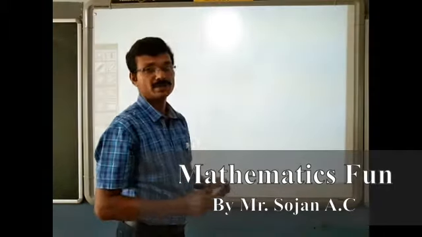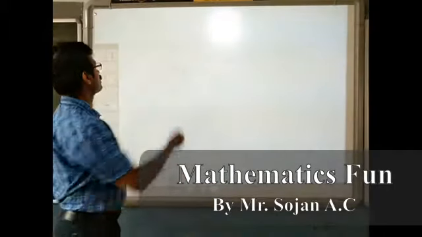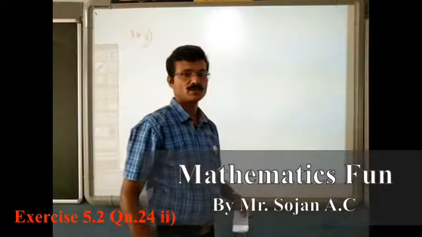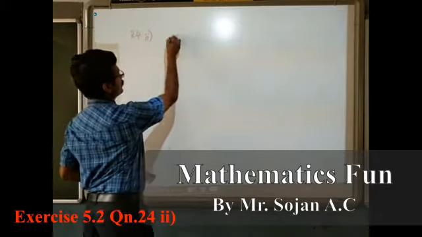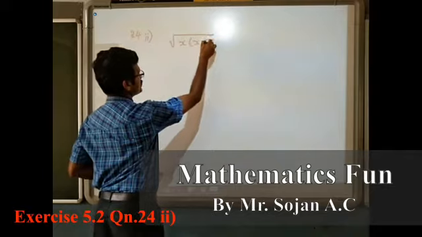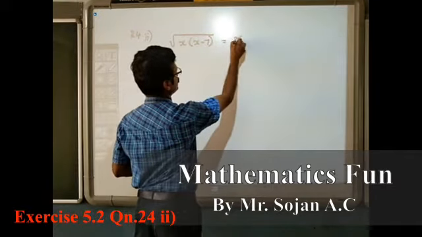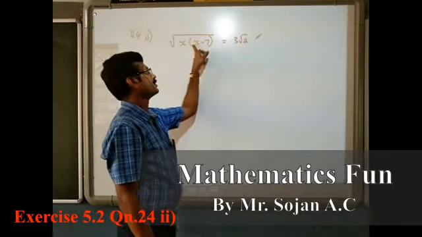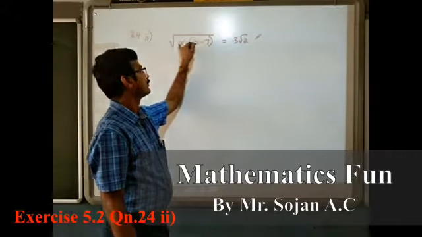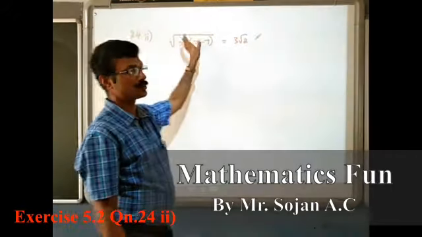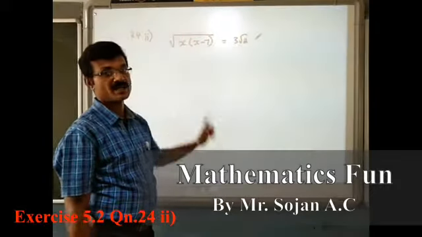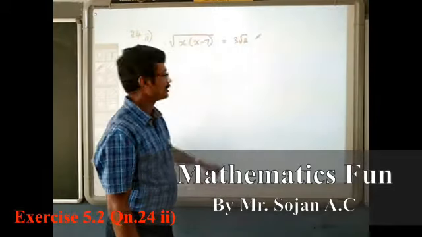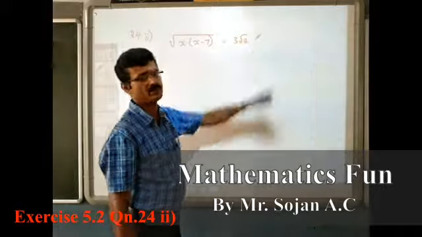Now we will do another question, number 24, second part. This question contains a root. So the question is given like this: root under x into x minus 7 is equal to 3 root 2. I told you in the very beginning, to convert this into a quadratic we have to square on both the sides. When you do the squaring, there is a chance of extra roots. So we have to be very careful about that. Finally, whatever roots we get, we have to substitute and see whether it satisfies or not.